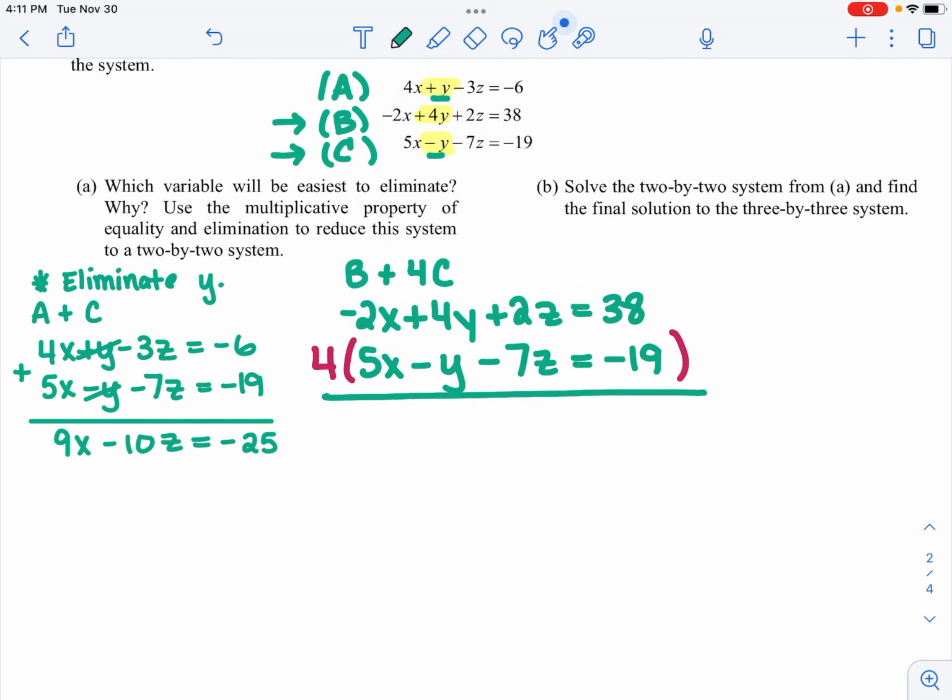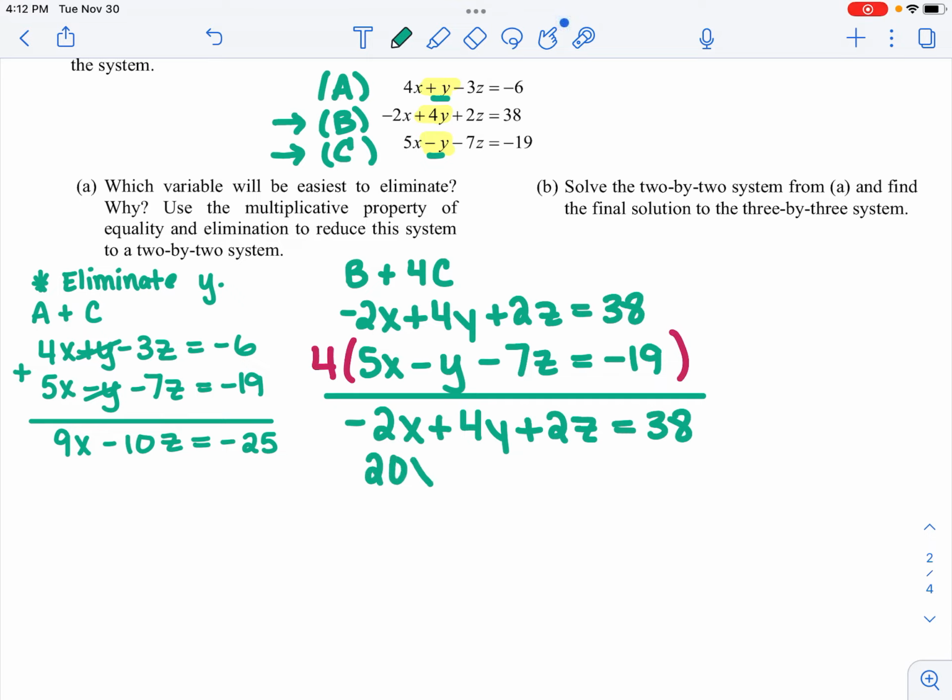Okay, so let's rewrite the first equation. And then my second equation, as I distribute the 4, 4 times 5x would give me 20x. 4 times negative y is negative 4y. 4 times negative 7 is negative 28z. And it's equal to 4 times negative 19, which is going to give me negative 76. Okay, so now we're ready to add straight down.